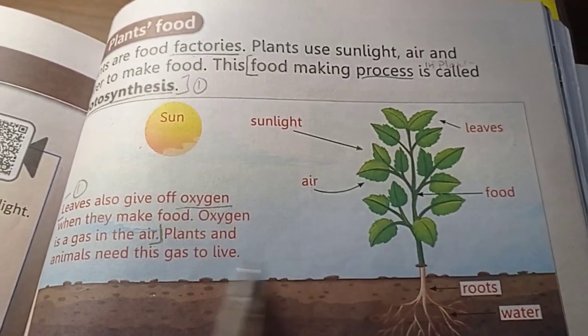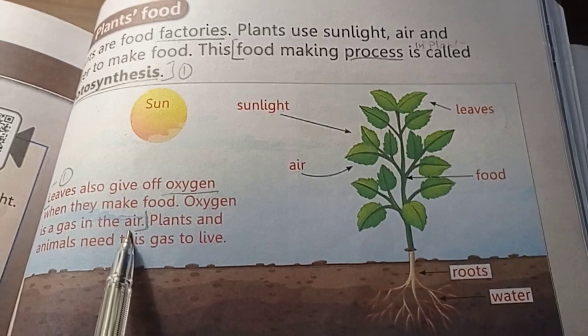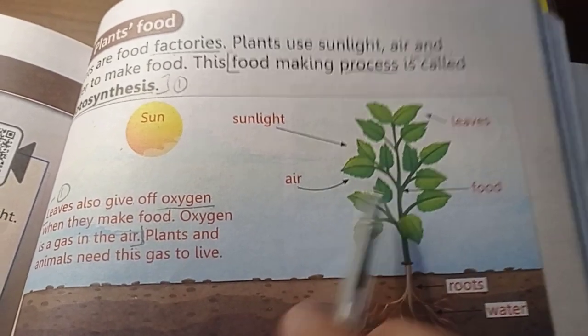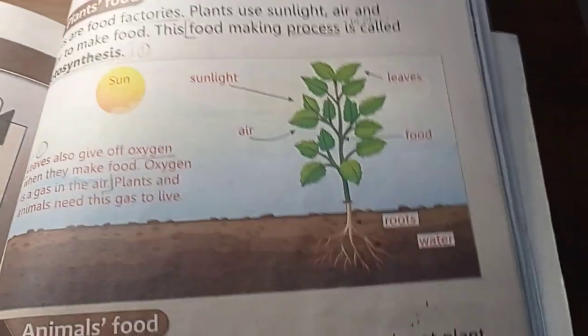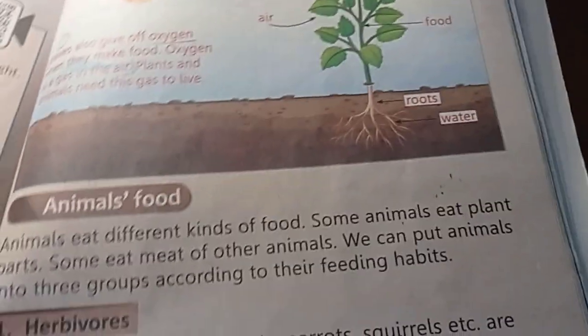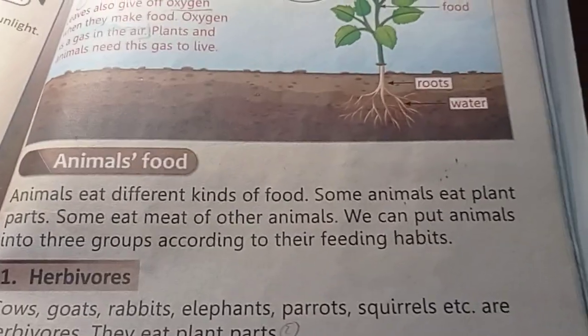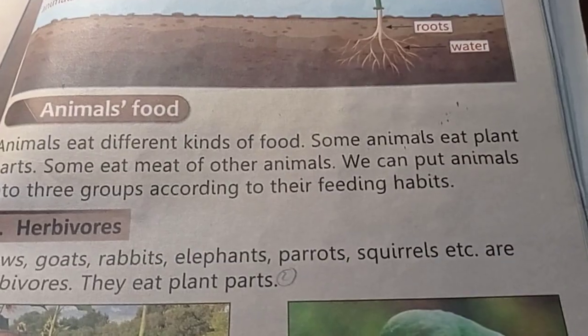In this way this cycle is going on, and that is why the plants are very important. We have to do more and more planting around our areas. It makes the atmosphere clear for us.